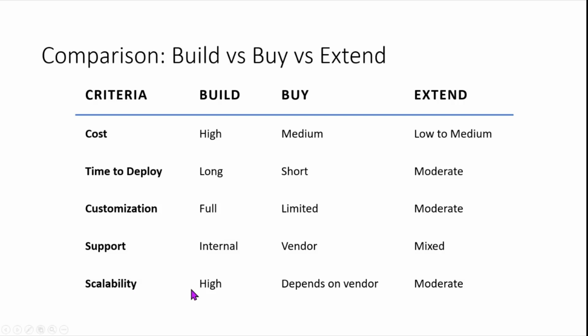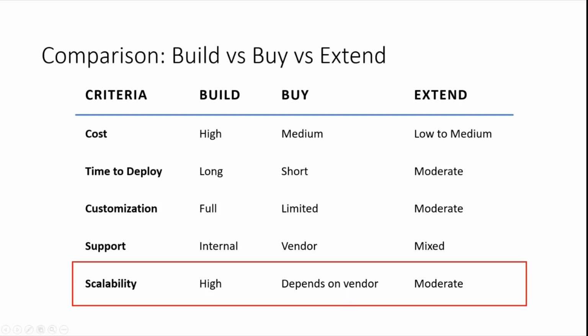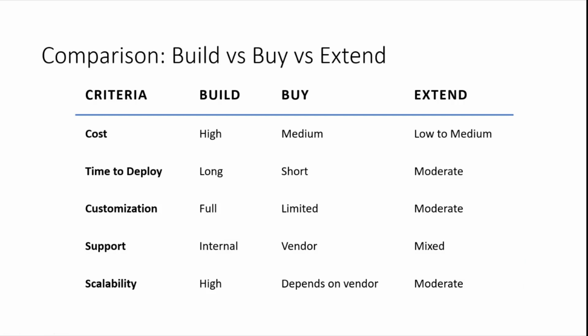The last thing here is about scalability. When you build customizations on your own, you get high scalability because custom agents can scale as broadly as needed based on your architecture. With the buy option, it totally depends on the vendor because scalability depends on the vendor's platform, their SLAs, as well as the infrastructure that they support. And with extend, it is moderate because scalability is shared between the base product capabilities and your extensions.